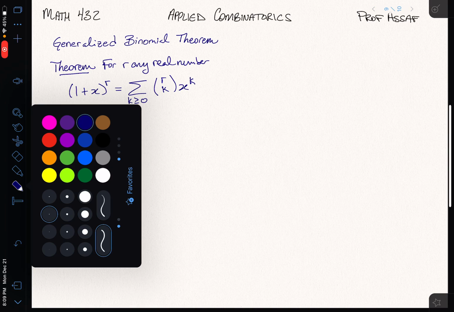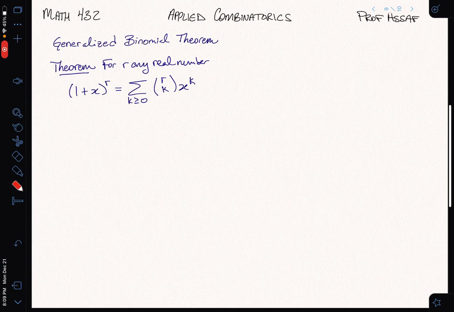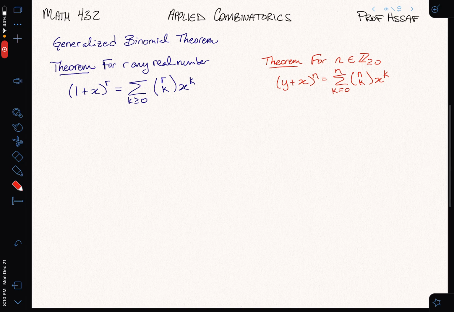Now let's talk about a few different pieces of this that are different. So remember that we had the regular binomial theorem. For n a non-negative integer, we had y plus x to the n is equal to the sum from k equals 0 to n of n choose k, x to the k, y to the n minus k. So what have we changed? Well, here we have to get rid of this.